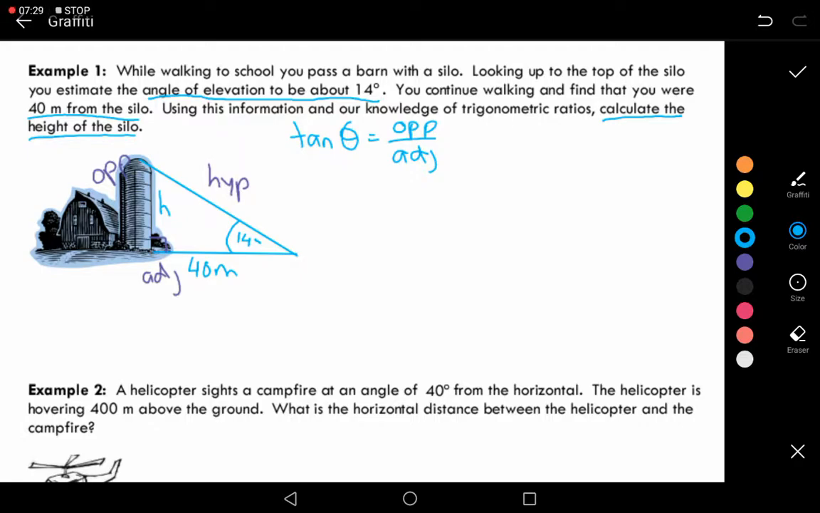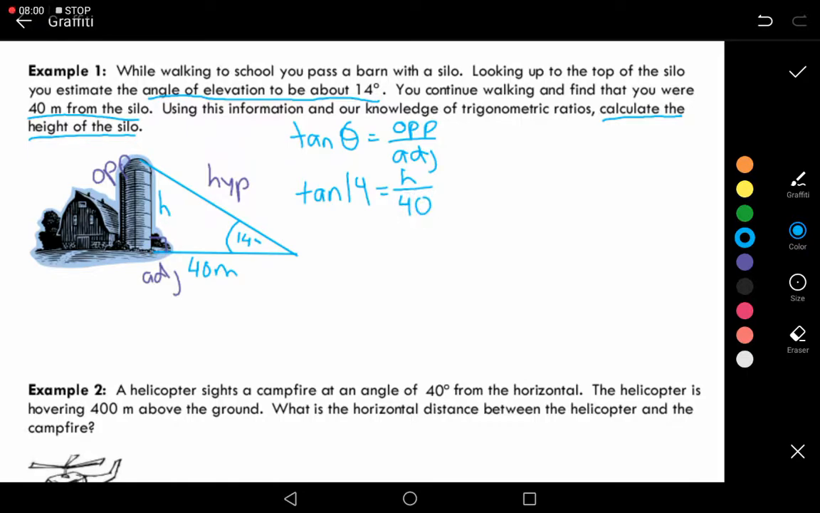The next step, step 5, is to substitute the known values. So substituting in the information that we know. We know that theta here, which is just, again, the angle that we're given, is 14. So we have tan 14 degrees equals the opposite side, which again is our height. So that's the value that we're going to solve for. And our adjacent value is 40 meters.